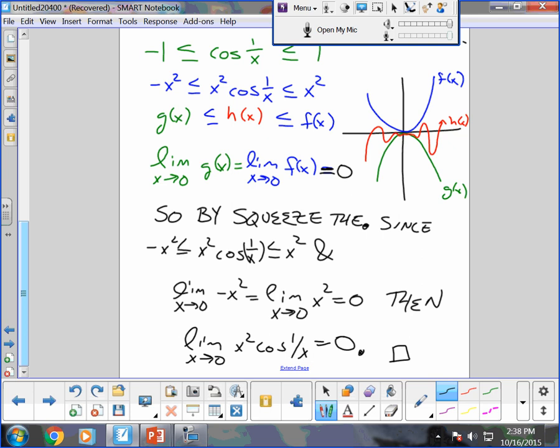Let's give Callista a little box on this proof so she feels like it's a good thing, all right? She doesn't like throwing boxes there, but we'll do it anyway.